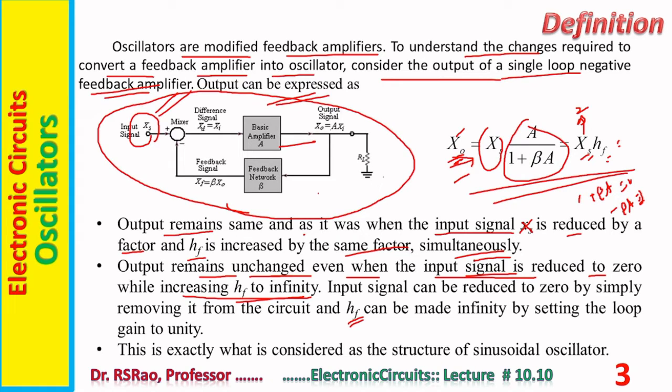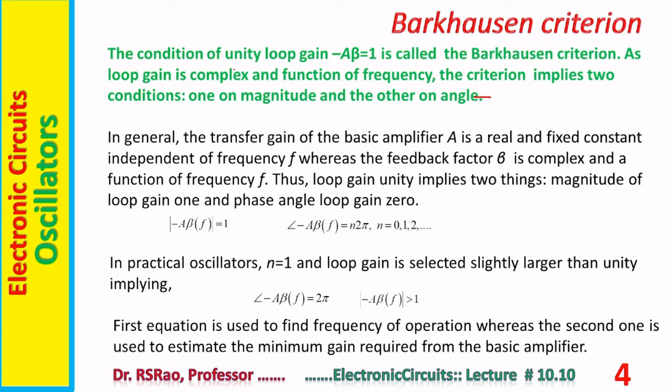keeps on giving the same output x naught when we make two changes to the circuit. One change is removal of the input signal source. Another change is setting minus beta A equal to 1. This is exactly what is considered the structure of a sinusoidal oscillator. The condition of unity loop gain, minus A beta equal to 1, is called the Barkhausen criteria.